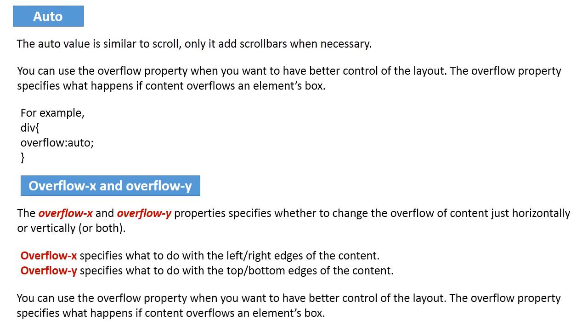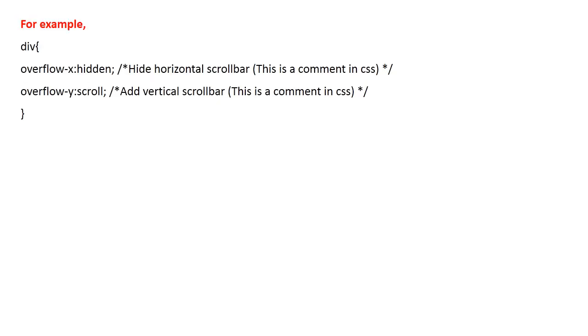You can use the overflow property when you want to have better control of the layout. The overflow property specifies what happens if content overflows an element box. Just for instance, for another example, you have a div with the overflow-x hidden. That means hide the horizontal scroll bar. This is a comment in CSS. Overflow-y axis, that is scroll. Add a vertical scroll bar in the y axis. This is inside the comment.